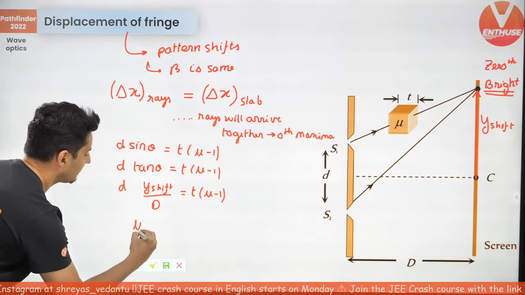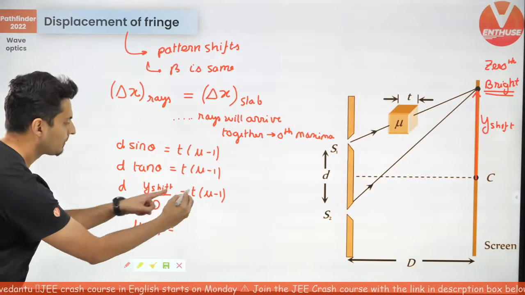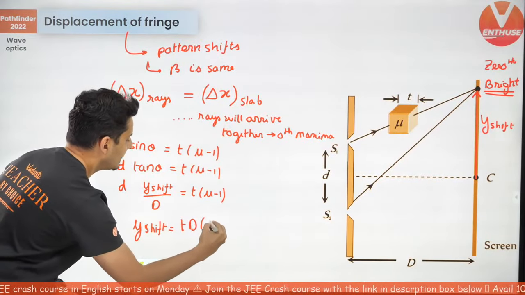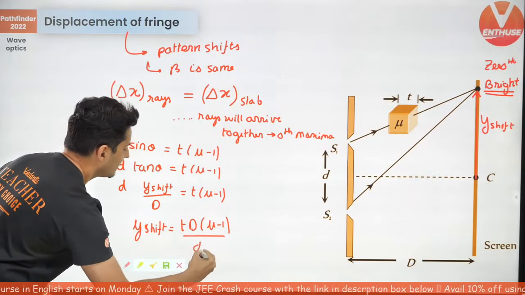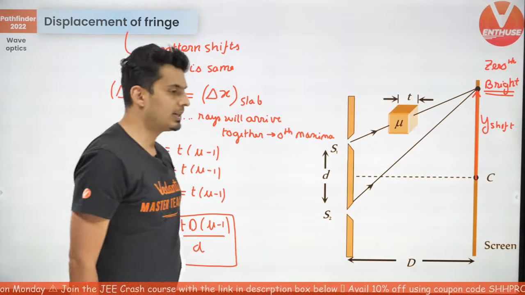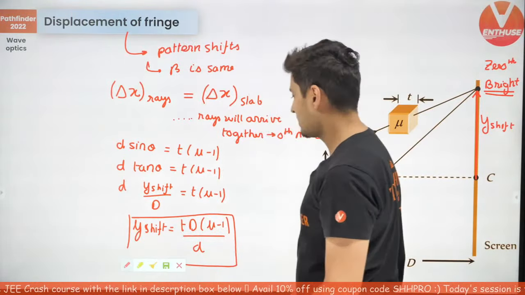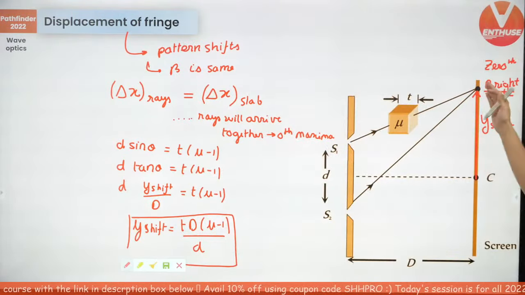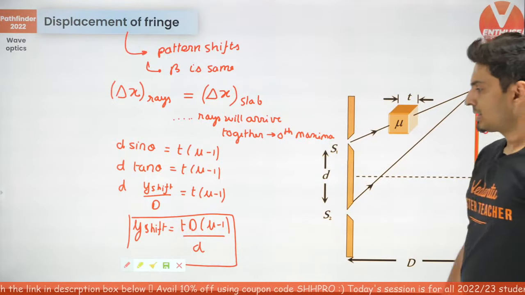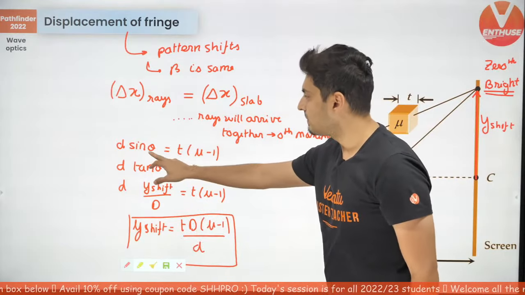So y shift will be equal to t into capital D into (mu minus 1) divided by small d. So that will be your final answer. t D (mu minus 1) divided by d. Perfecto. That's what the answer is. Okay, so this is something which you should remember. If you don't remember this, at least remember this.